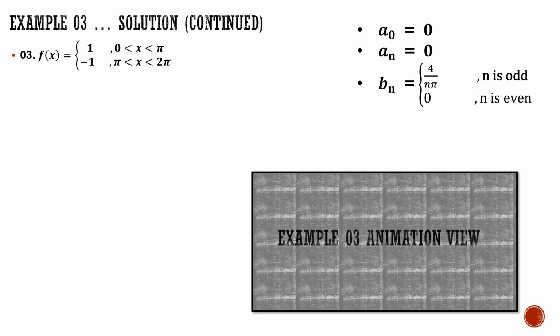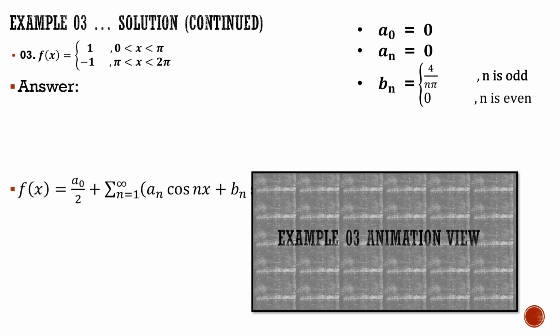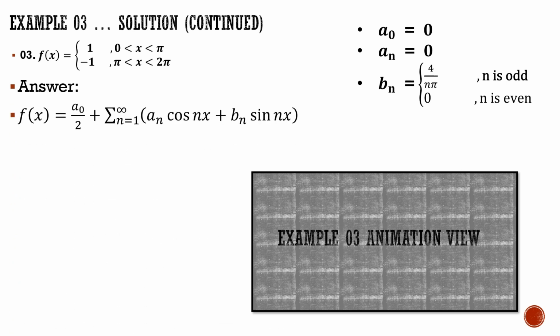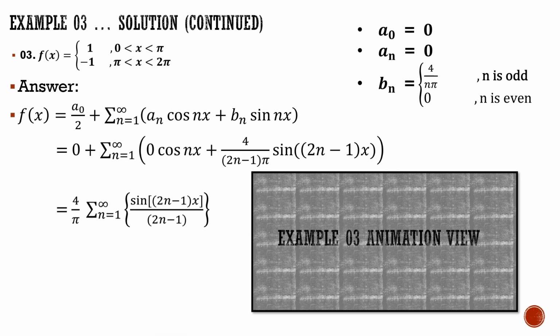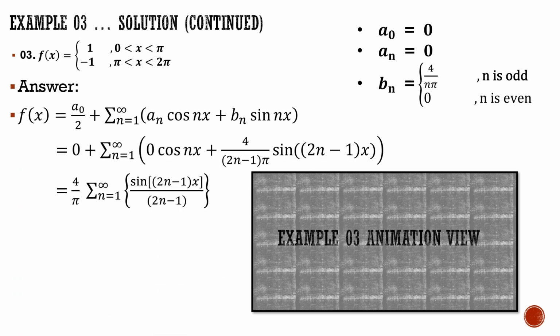Now we have to substitute these values into the general function of the Fourier series. After substituting, we get the final answer as 4 over 5 times the sum from n equals 1 to infinity of sin((2n minus 1)x) over (2n minus 1). How does 2n minus 1 come?